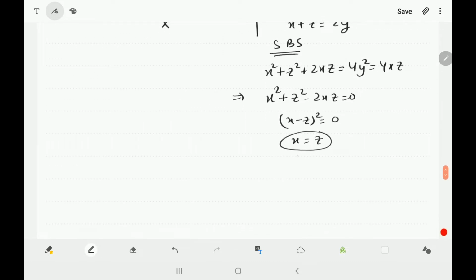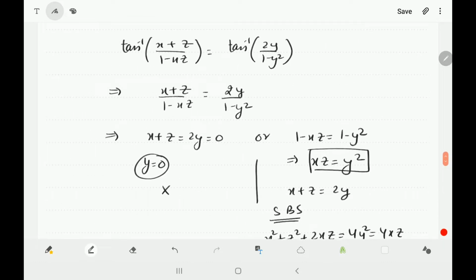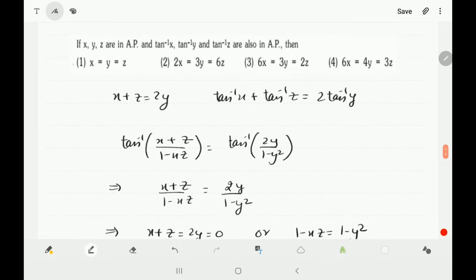When x is equal to z, if you put in x plus z is equal to 2y, you will have 2x is equal to 2y. It means x is equal to y also. So from these two we have the final relation that x equal to y equal to z. So the ratio of all these three terms is 1:1:1. The answer for this problem will be option A.